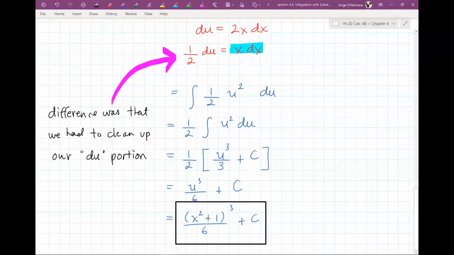u cubed, right? Not a big deal. Or u squared in our case. So it becomes a lot easier. And then from there, we just do the basic things that we've been doing, the general power rules, etc., and substitute back in at the very end. All right? So let's try a problem like this.